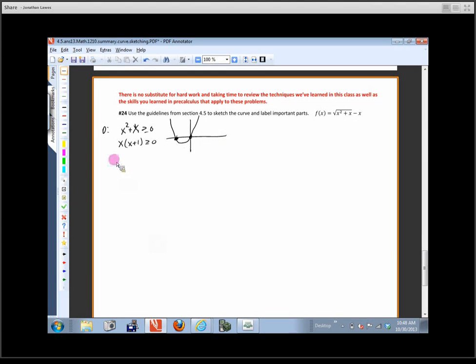So the domain on this problem is from negative infinity all the way to -1, and then starting up at 0 and going to positive infinity. That's where this graph is going to exist. So we definitely want to check what's going on at those endpoints. Do we actually have values? Can you plug in a 0? Yeah, if you plug in a 0, let's go ahead and do the intercepts right now. If you plug in a 0, you get 0.